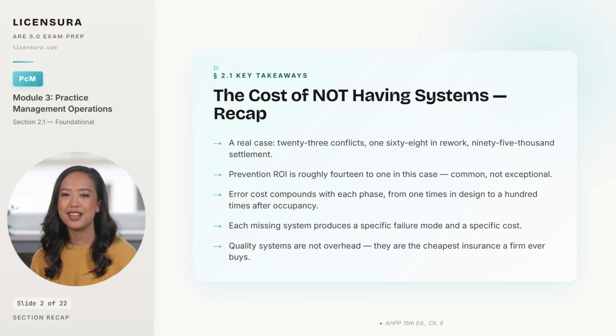Third, the cost of fixing an error compounds sharply with each phase, from 1 times the original task cost in design to 50 or 100 times during construction and beyond after occupancy. Fourth, each missing practice-wide system produces a specific failure mode: coordination errors, wasted training hours, field conflicts, repeated mistakes. And each one carries a specific dollar cost the principal eventually pays. And fifth, quality systems are not overhead the firm tolerates. They are the cheapest insurance a firm ever buys. And the firms that treat them as cuttable are the firms that show up on the wrong side of a claim.